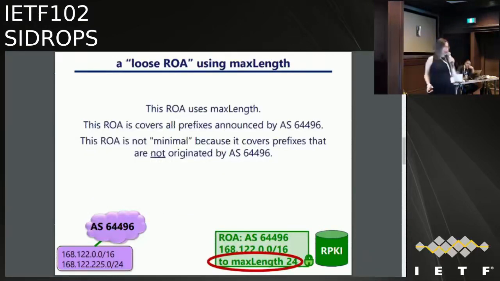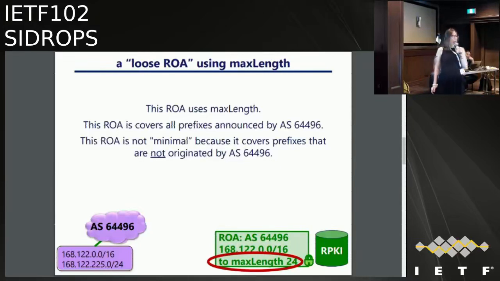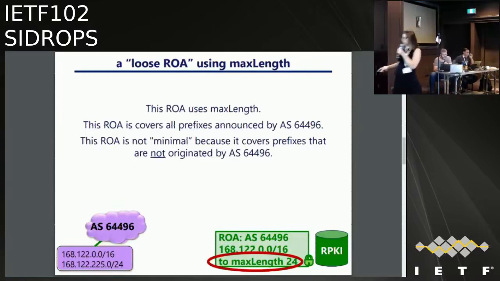Okay, so enter max length. Here's a loose ROA. This ROA is not minimal. Let's look at what's in this ROA. It has a /16, and this is up to max length 24. Sometimes you'll see this written as the prefix /16-24, if you've seen that before. That's the max length attribute. It means you can announce any subprefix of the /16 up to the /24.